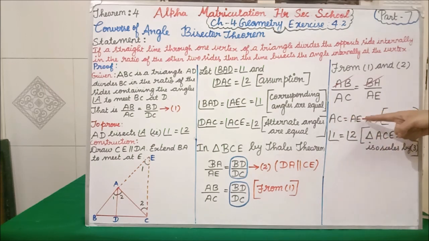AC divided by AE. In the bracket we are writing cancelling AB. Clear all of you? Cancelling AB in the bracket we are writing. Then we are marking that as equation 3. Okay, now what are the two sides we are saying it is equal?